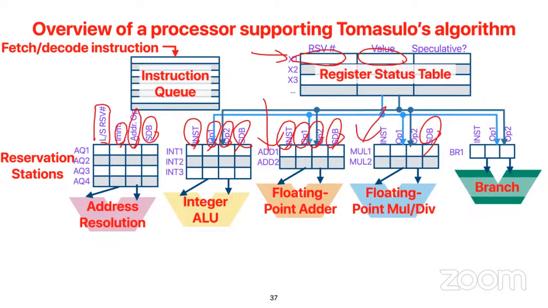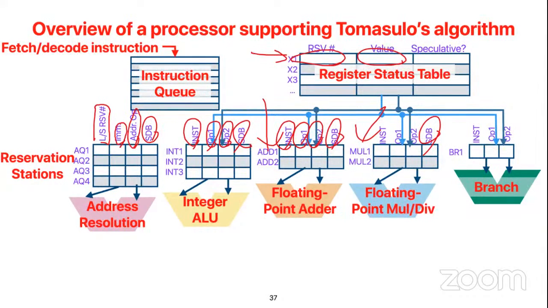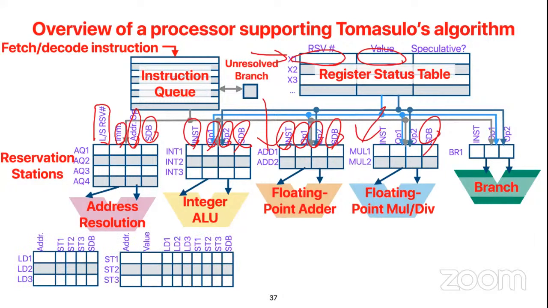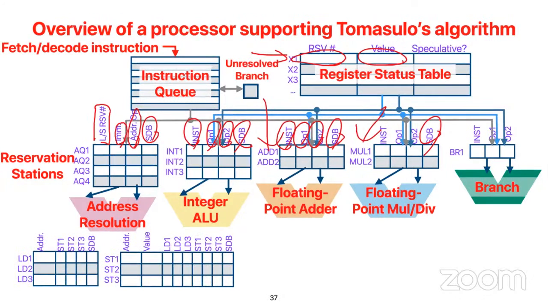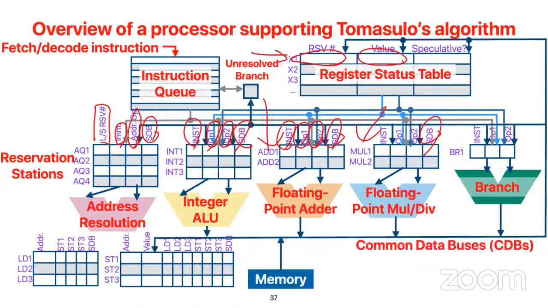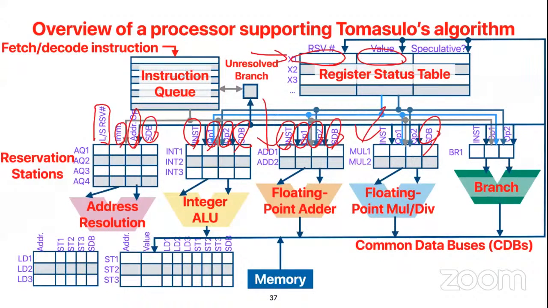Then we connect these reservation stations to the corresponding functional units, and whenever a functional unit is free, we issue an instruction from the reservation station to the corresponding ALU. And for load store instructions, as I said, there are further stages of reservation stations for the values of load and store. And once you are done, the result will be broadcast to the common data bus, and it will update the register status table and notify the reservation stations. So that's the overall hardware for the Tomasulo algorithm.